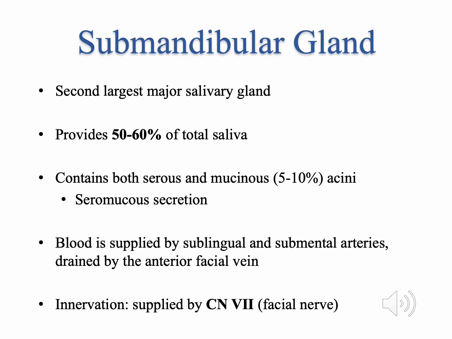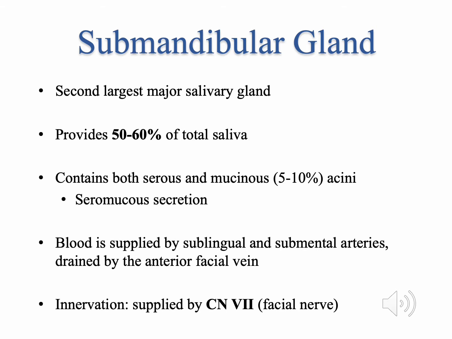The submandibular gland is the second largest of our major glands and provides roughly 50 to 60% of our total saliva. The submandibular gland is composed of both serous as well as mucinous acini, so it's considered a seromucous gland. Its secretions are thus much stickier than what we would receive from the parotid gland.